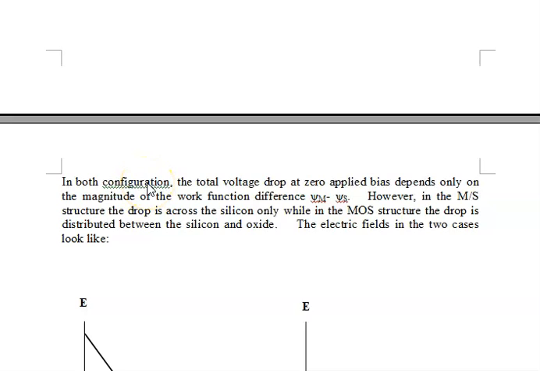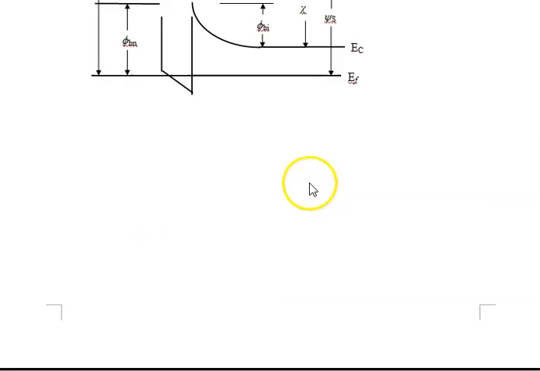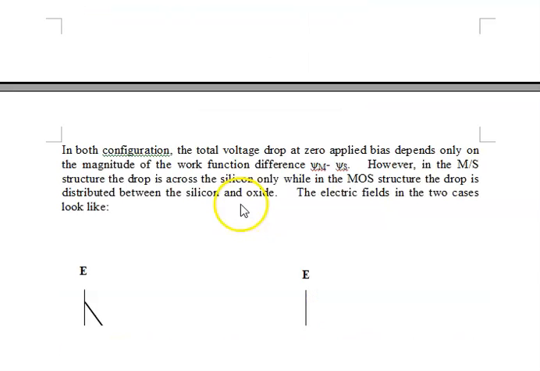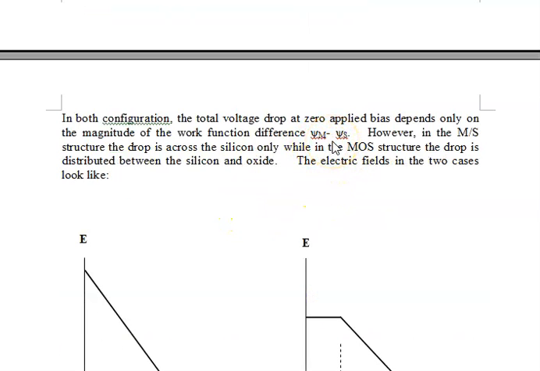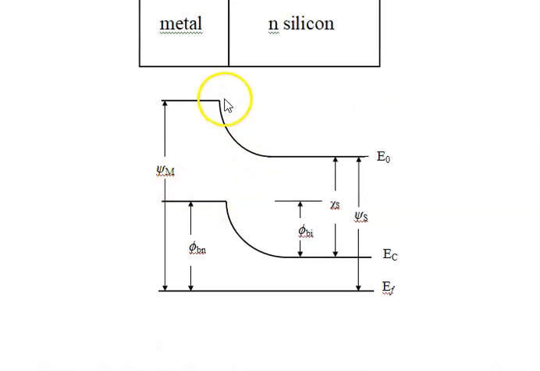And just taking this one step further, in both configurations, there should be an S there, sorry about that, the total voltage drop at 0 applied bias. We can have a voltage drop across these structures at 0 applied bias, and that depends only on the work function difference, metal work function minus the silicon work function. That should probably be in magnitude, straight lines here, because it could be plus or minus, it really doesn't matter. However, in the metal silicon structure, metal semiconductor or Schottky structure, the voltage is only dropped across the silicon.